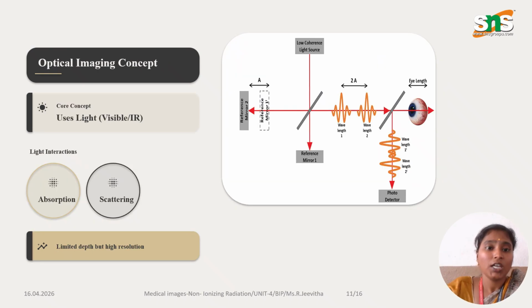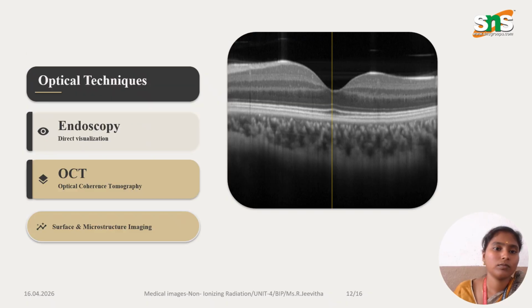Now, optical imaging. It uses visible or infrared light. Light interacts with the tissue by absorption and scattering. The problem is that light cannot penetrate deep into the body, so depth is limited, but resolution is very high. The key idea is high resolution but low penetration.